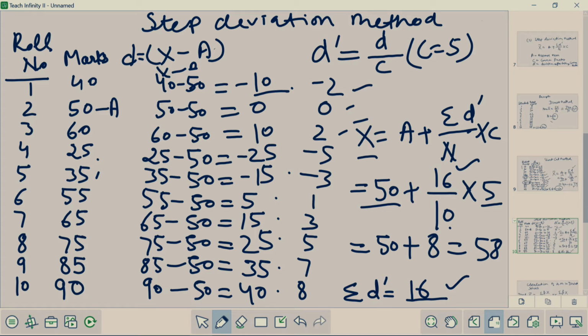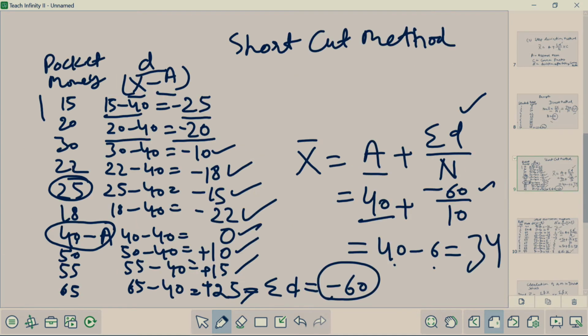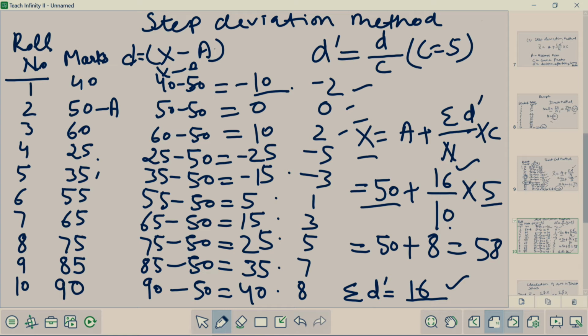Now you have a clear idea about all the three methods, right. Direct method, you can see in this example again. Here 10 students are given and the pocket money of 10 students is given. You can see the very easy formula, x bar is equal to sigma x divided by n, 340 divided by 10, that is 34, okay.